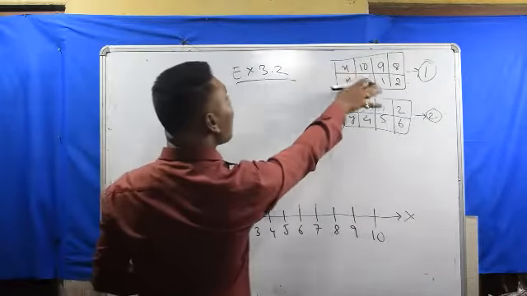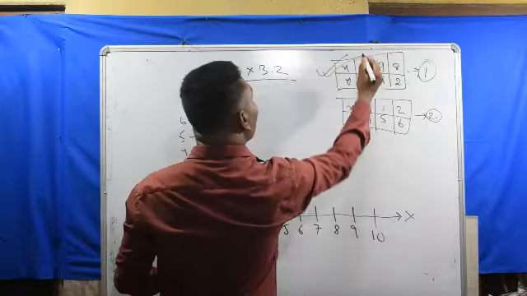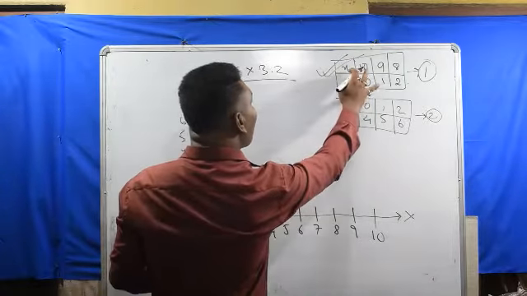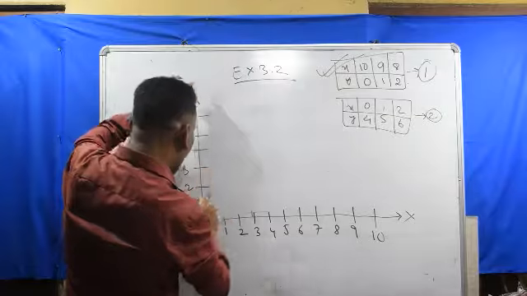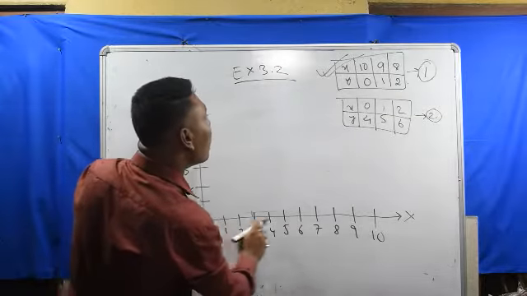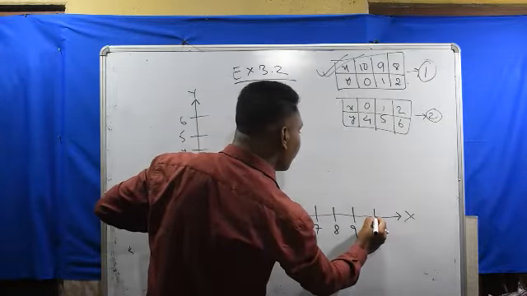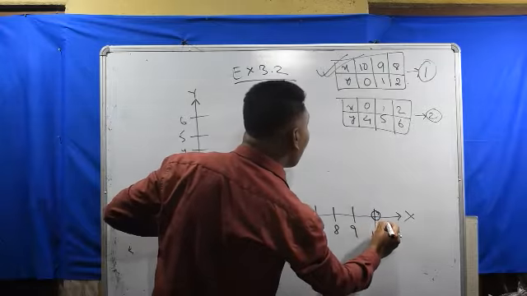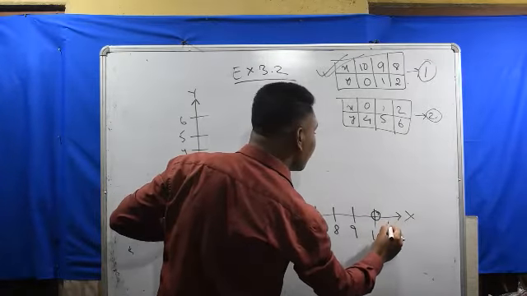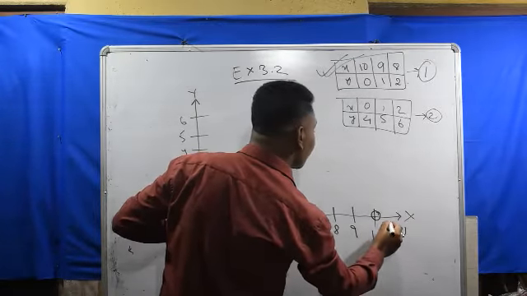Let us first solve for the first plottings. For y equal to 0, the value of x is 10. So how do I write it? 10, 0.